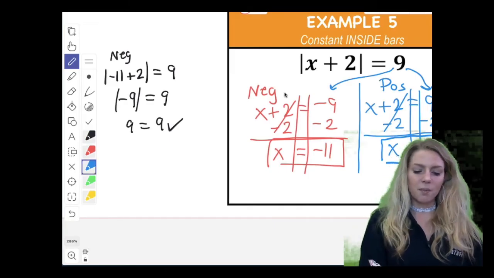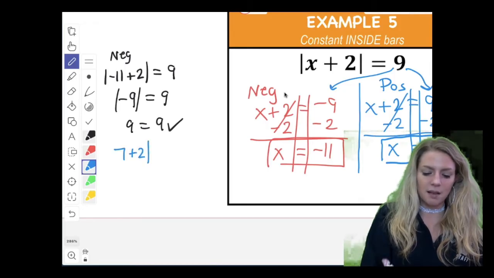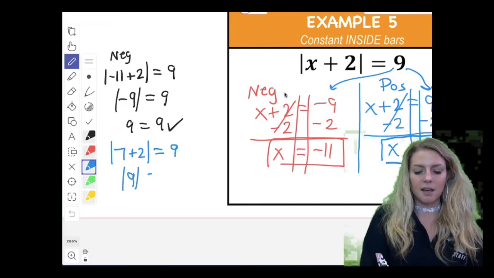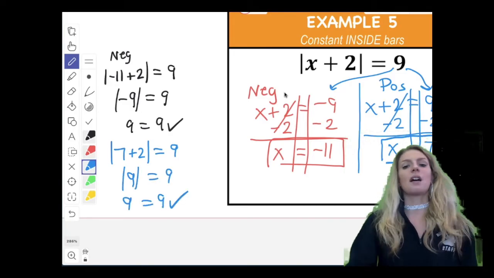And now I'm going to go over the positive check. The positive check is I've got 7 plus 2 all inside absolute value bars. And the absolute value of positive 9 is also 9. So that one did check out.